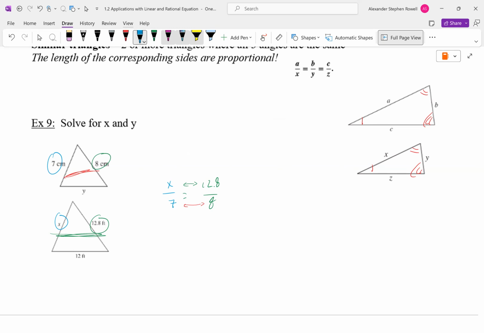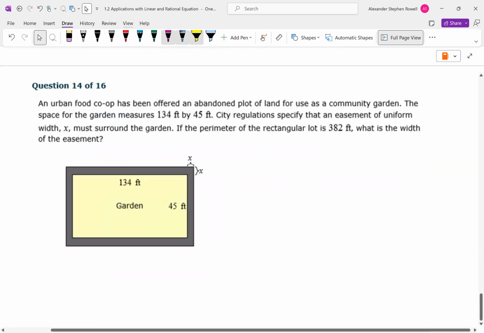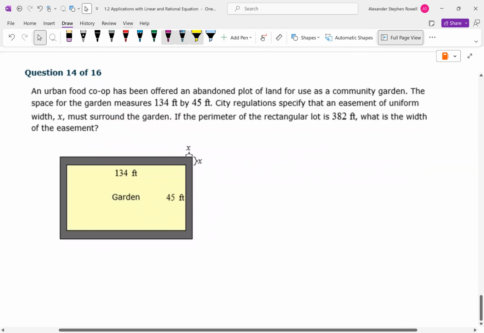So how do you solve for X? Good. Multiply by 7 is the faster way. And we get 11.2. Okay, that's all we have time for. I'm going to solve this problem now because it's a semi-tricky homework problem, but you're free to go at this point. What's that? It's just a perimeter rectangle problem.